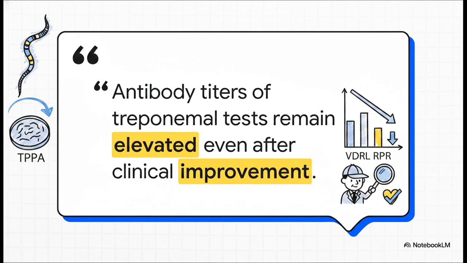But the non-treponemal tests, your VDRL and RPR, track current tissue damage. As the patient heals, those titers actively drop. Watching that VDRL titer fall by a 4-fold margin is exactly how we prove the medical detective actually solved the case and cured the patient.